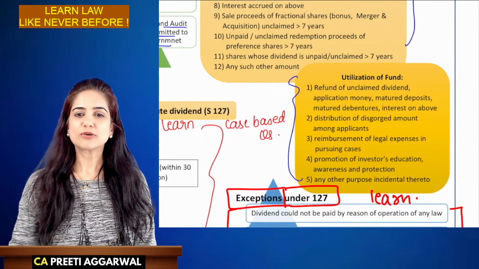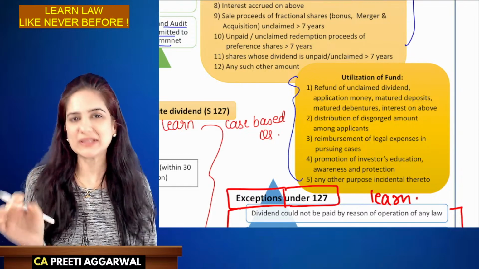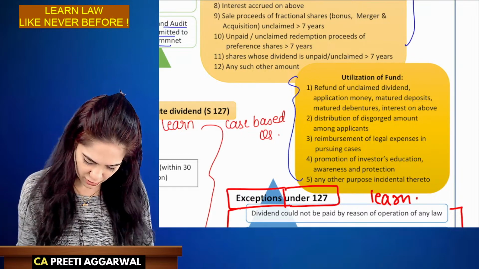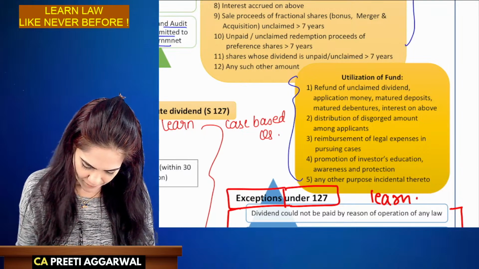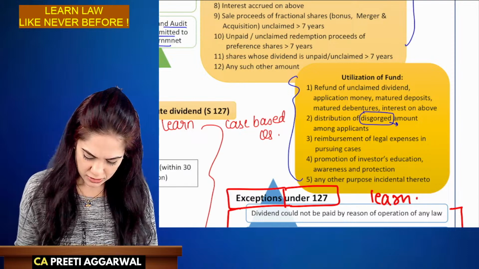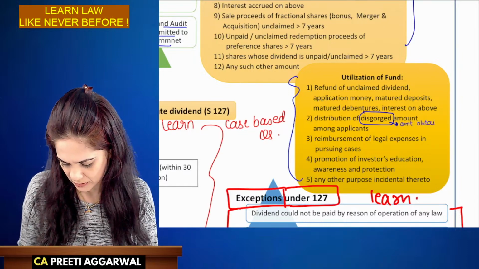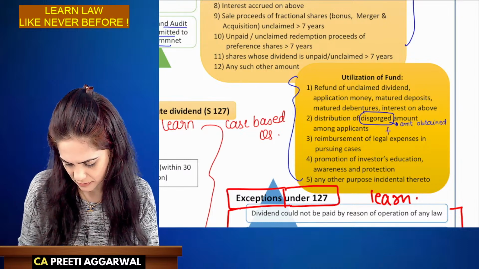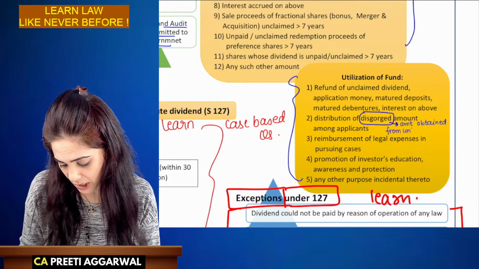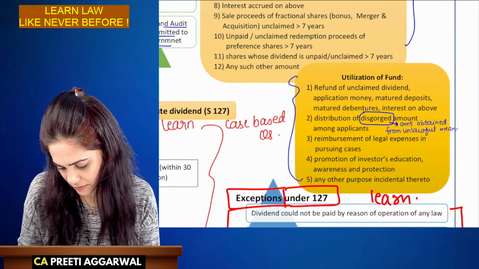The disgorged amount means that amount which you have obtained from unlawful means. Okay, you can write down the meaning of disgorged. It is just a basic meaning which I am giving you. The amount obtained from unlawful means.